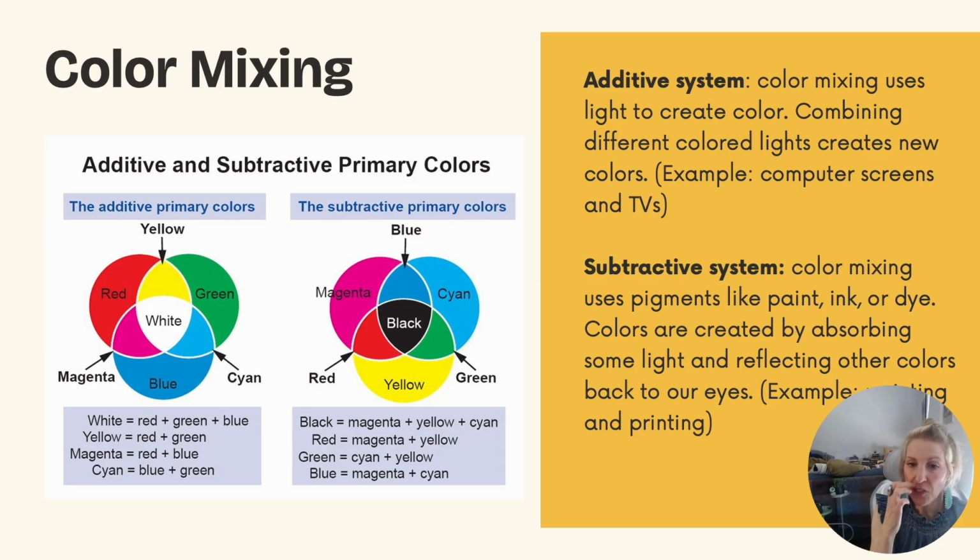Subtractive system is a color mixing system in which pigments, actual physical substances, are combined to create visual sensations of color. Wavelengths of light absorbed by the substance are subtracted, and the reflected wavelengths constitute the perceived color. Subtractive color mixing uses pigments like paint, ink, or dye. Colors are created by absorbing some light and reflecting others back to our eyes. Painting and printing are examples of subtractive systems, right? This is actual versus light-based or implied.